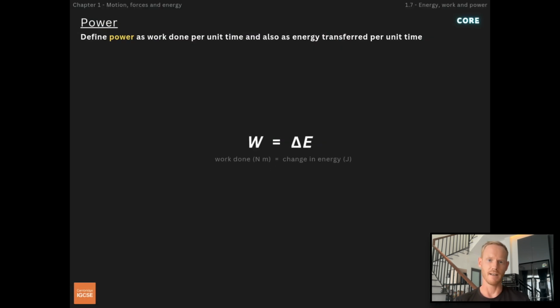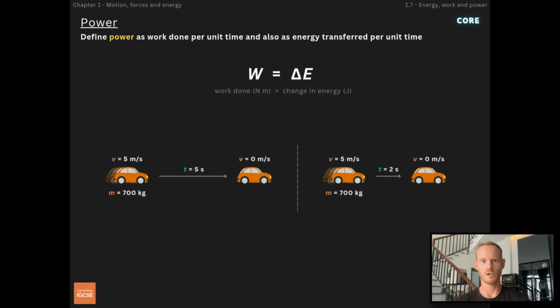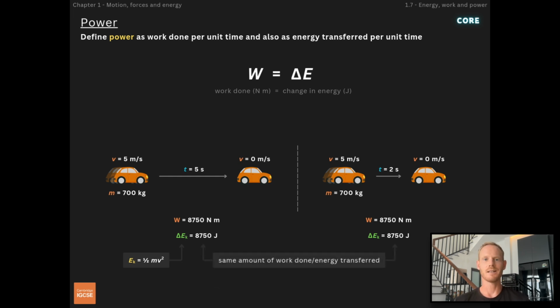In topic 1.7.2 on work, we learned that work done is equivalent to energy transferred. For example, two identical cars travelling at the same speed come to rest in different periods of time. The work done by the brakes is the same for both cars because both cars have the same mass and the same initial velocity and therefore have the same initial kinetic energy, which, as we learned in topic 1.7.1, equals half times mass times velocity squared. This means the brakes must do the exact same amount of work to reduce the kinetic energy of each car to zero, regardless of the duration of the stopping process.